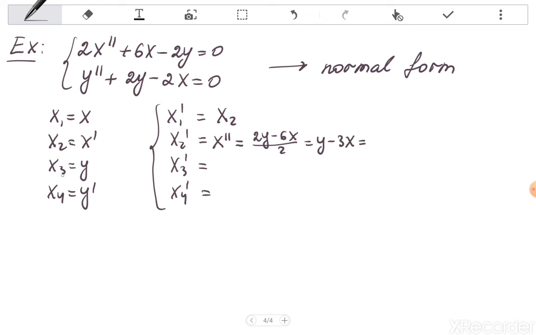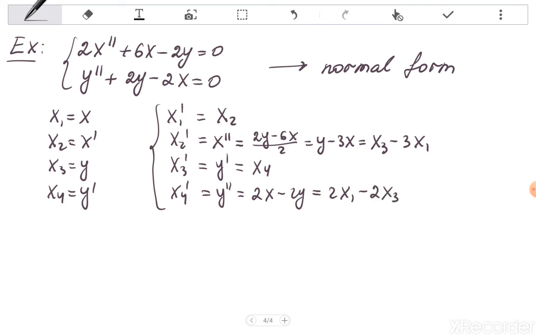And now we substitute by what we have. y is x3 and x is x1, so this is x3 minus 3x1. And x3 prime, this is y prime, which is x4. And x4 prime, again, this is y second derivative, which can be found from the second equation here. This is 2x minus 2y, or x is x1, so 2x1, y is x3, so minus 2x3. So overall, what do we have?